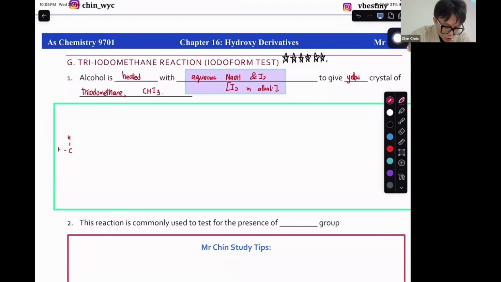Alright, guys, I will draw a structure first because I'm scared if I draw a skeleton, you guys cannot picture it. You really have to picture it first, before getting good at it.